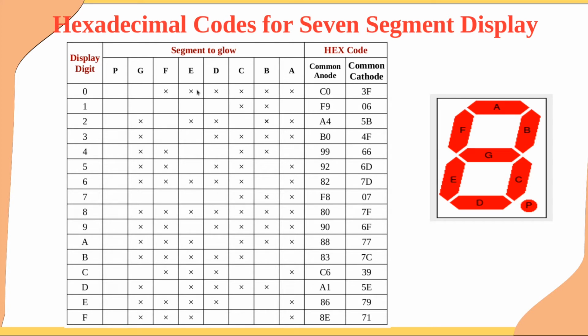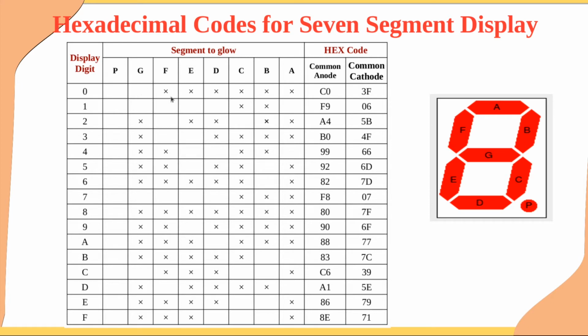The cross mark indicates the segment to be made on. Here, what will be the code to display for common anode and common cathode? For example, dear students, if I want to display 0, I should glow all the segments except G and P. The equivalent in the case of common anode, where the anodes are connected commonly, is that to glow a particular segment we should make it 0.